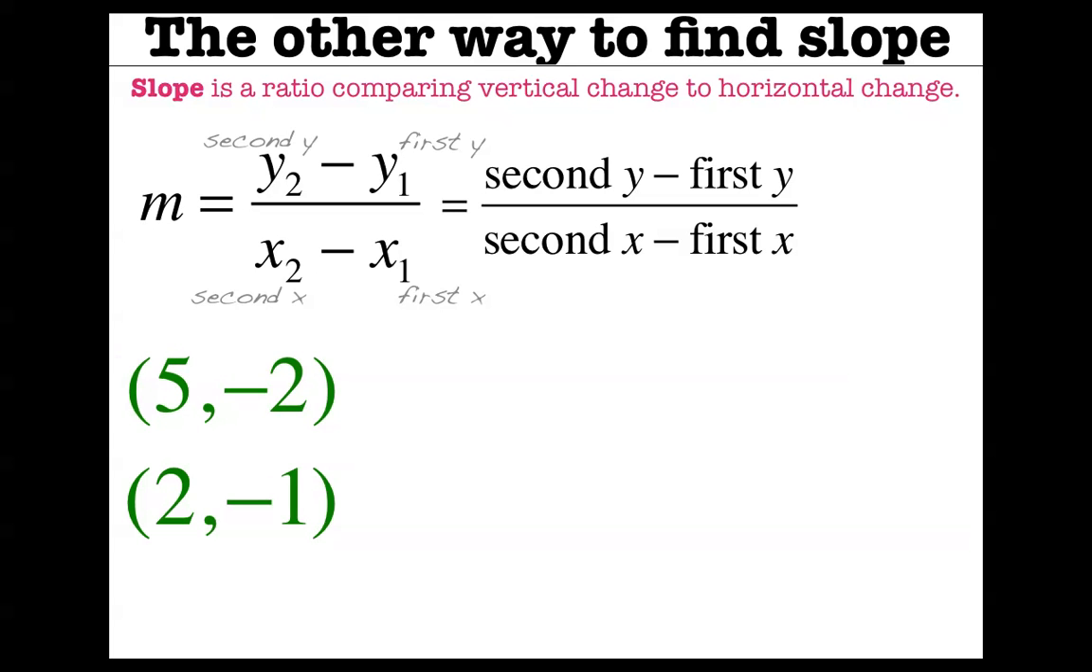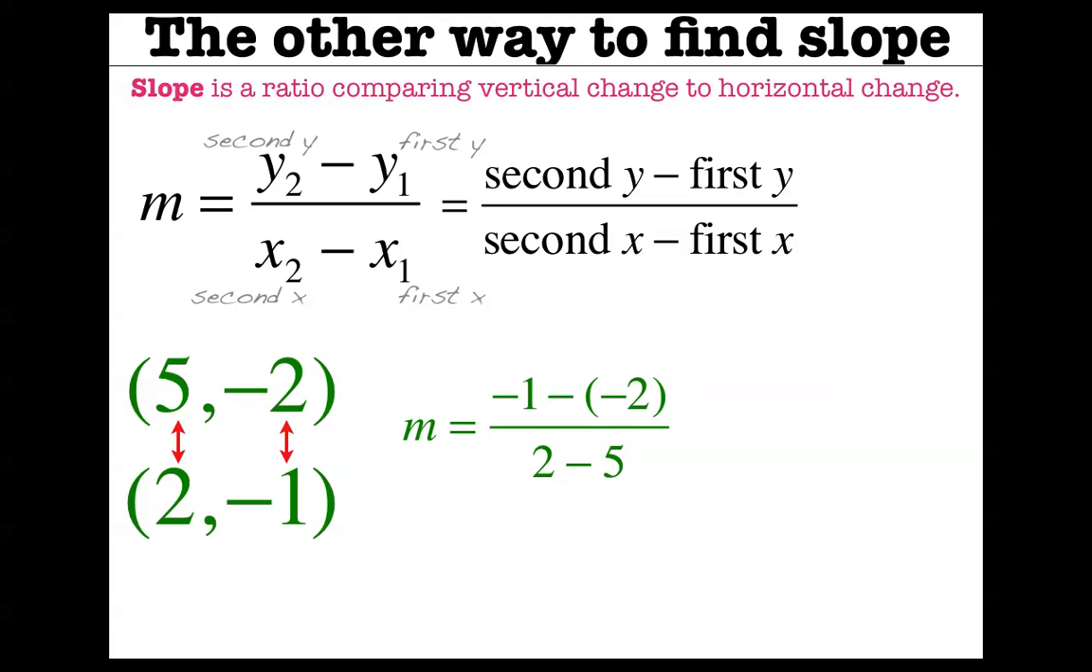If you have two sets of coordinates, two ordered pairs, you don't even need a picture of what the line looks like. You can just take the first y and the second y and subtract on the top, and the first x and the second x and subtract on the bottom. And notice on the top I have negative 1 minus negative 2. That's the second y minus the first y. You can pause this for a second and check the pattern just to make sure. And then on the bottom I have 2 minus 5. That's the second x minus the first x.